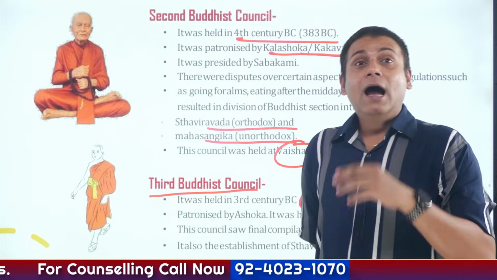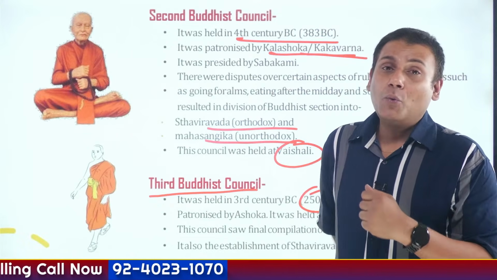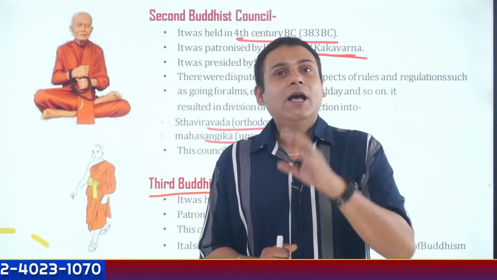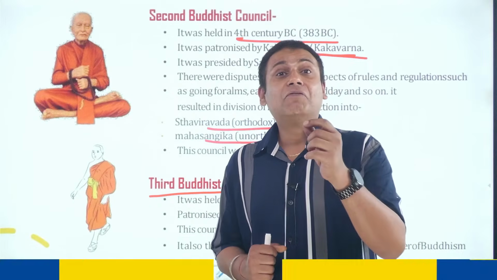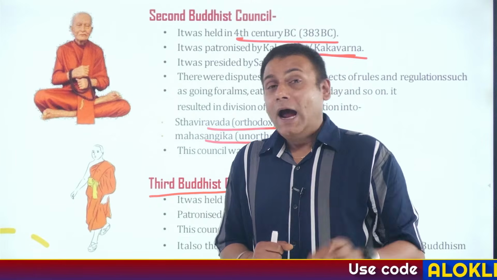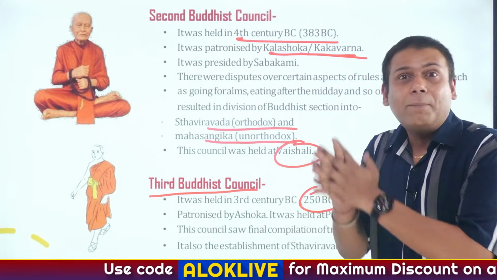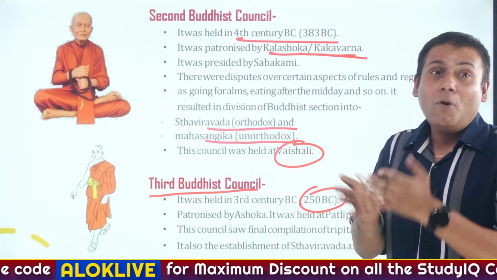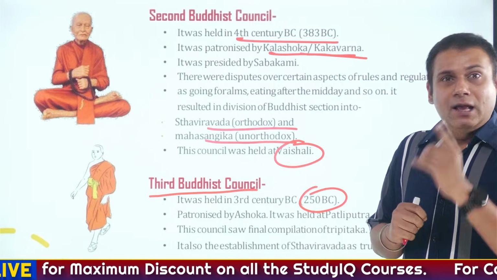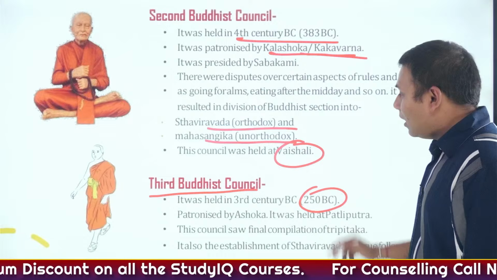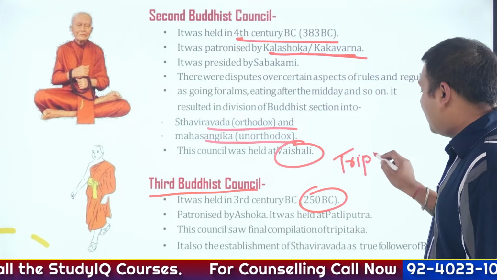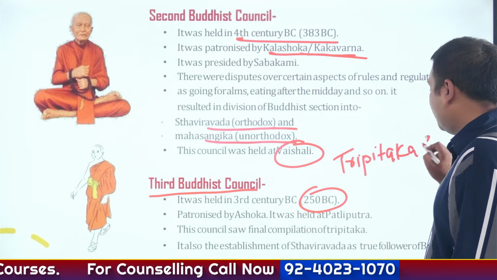Okay, and during the end of his reign, he became a follower of the Ajivika sect. On the other hand, Ashoka became a follower of Buddhism. And Ashoka patronized the third Buddhist council, which took place at a place called Pataliputra, modern day Patna. Is that clear? Now, the compilation of the three Pitakas took place in the third Buddhist council.